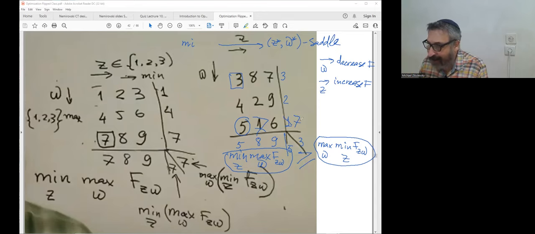And instead of... Is it 5? No, 5. Minimum. 5. Because in Z we minimize, yes? In Z we minimize. Thank you very much. How do I undo? Okay. So here is 5.